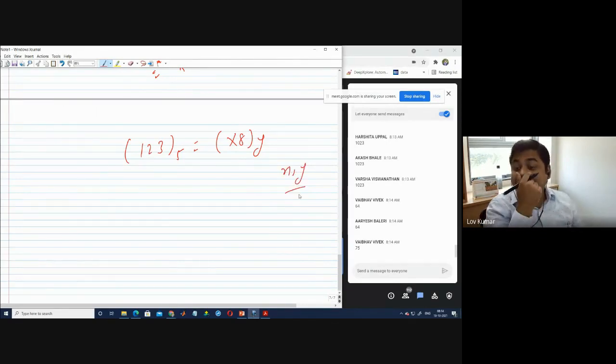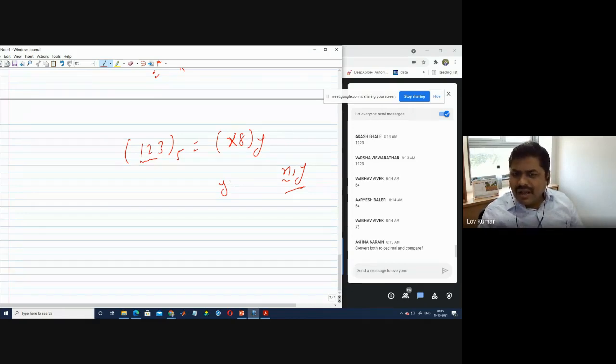Anyone can tell me how to solve these types of problem? It is clearly mentioned: 123 base 5 equals x8 base y. What is the possible value of x and y? Anyone? Okay, so first, can we write whatever value of y you are getting? Yes, first we will convert both to the decimal value, but before that we have to write what the possible values are.